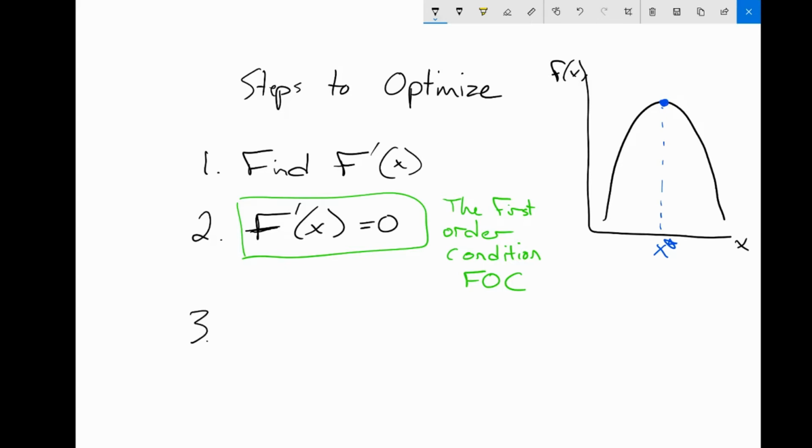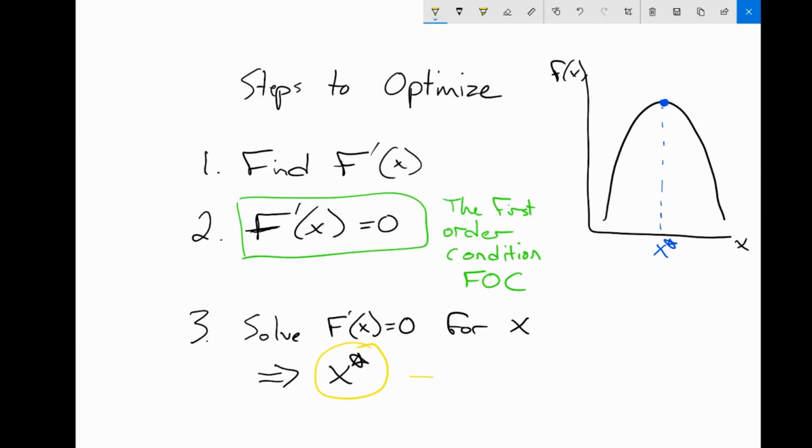So step 3 is solve f prime of x equals 0 for x. The value of x that you find will be x star. This is the optimal value of x, the value of x at which the function reaches its maximum. That is the steps to doing maximization.